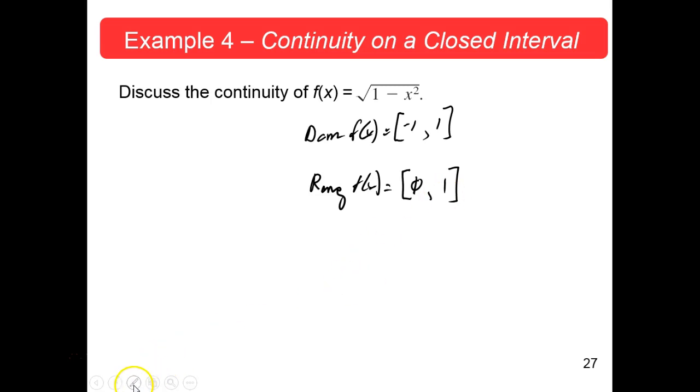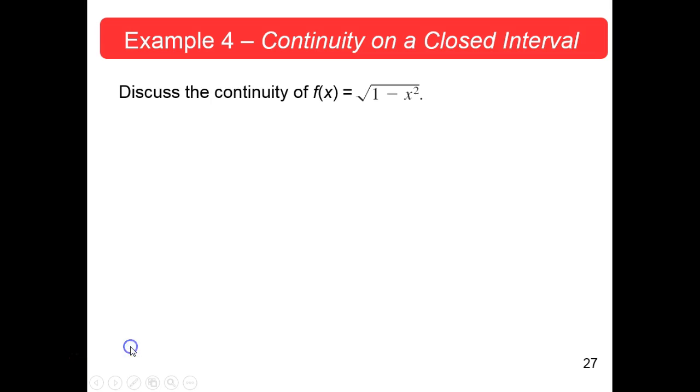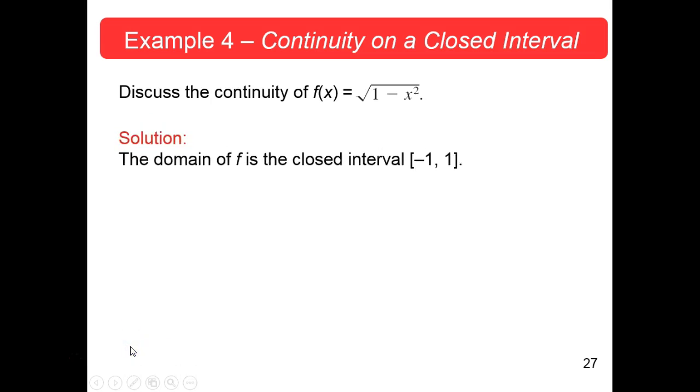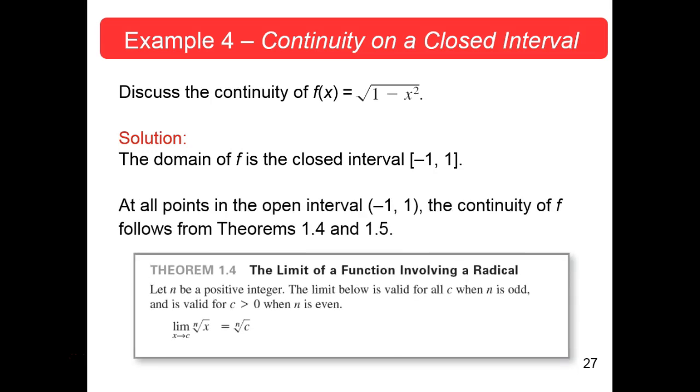Okay, I don't think the book makes a big deal about the second part, but let's see what they do. The domain, just like Bill stated, is minus 1 to 1. So at all points on the open interval, minus 1 to 1, the continuity of f follows from theorems 1.4 and 1.5. Those are indeed true. They don't say anything about the endpoints, but why didn't they go on and say the domain is that, but it's also continuous there, okay?